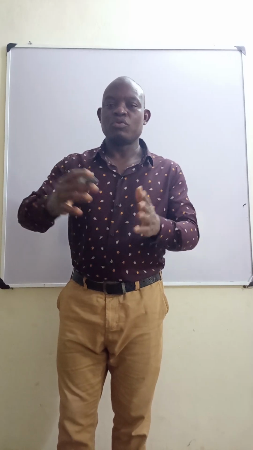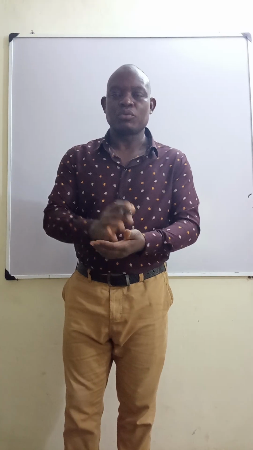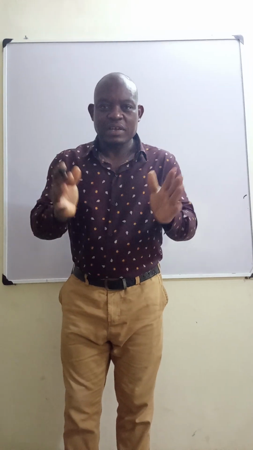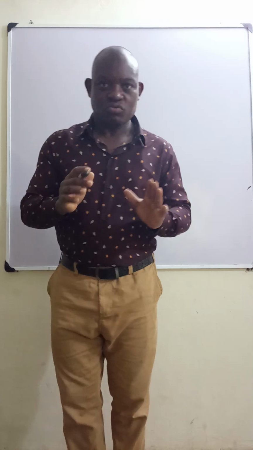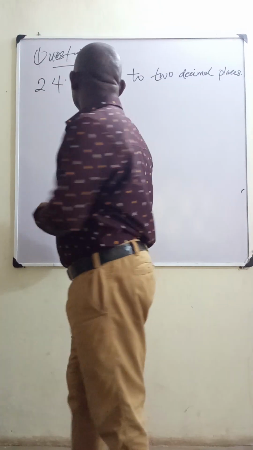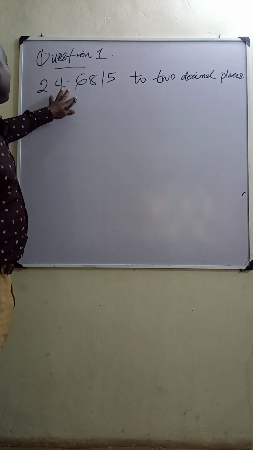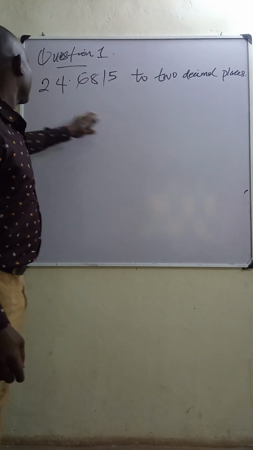Then decimal places. When we have so many bulky numbers, like 24.5, 20.6, 0.78930, we want to bring them to decimal places. Then significant figures, which are the important figures. So those are the things we want to do today. Go.